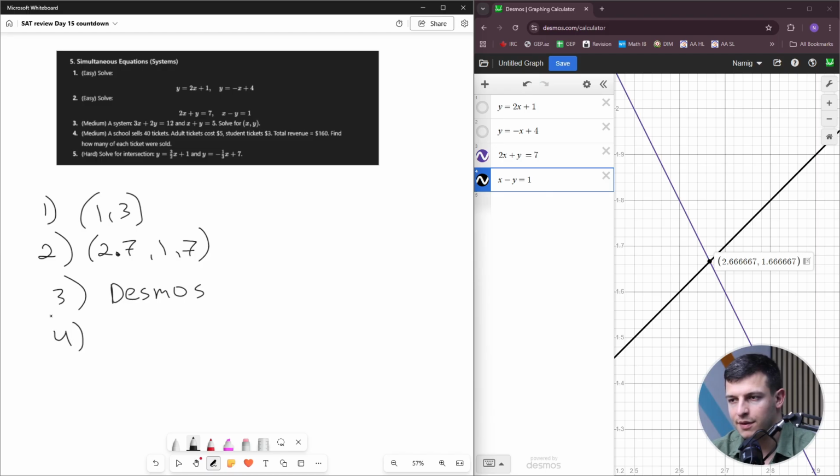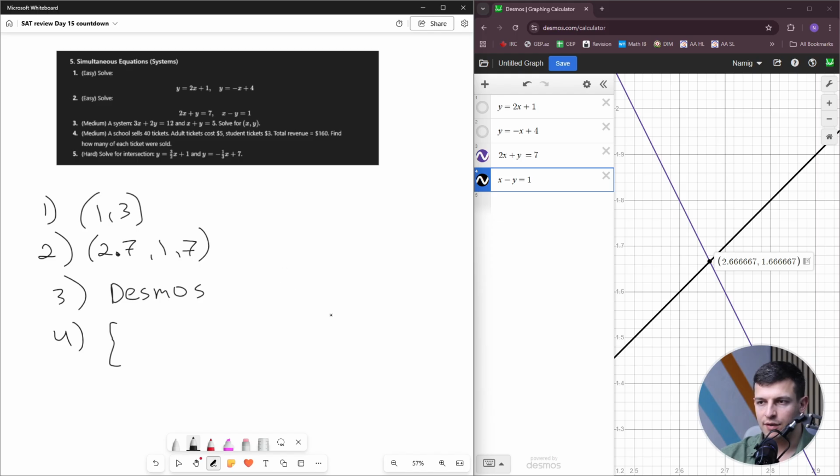Fourth one, a bit wordy. Let's see what that says. A school sells 40 tickets. Adult tickets cost $5. Student tickets cost $3. Total revenue is $160. Find how many of each ticket were sold. Now, this is a common question type where we have to construct a simultaneous equation. So, let's break it down.